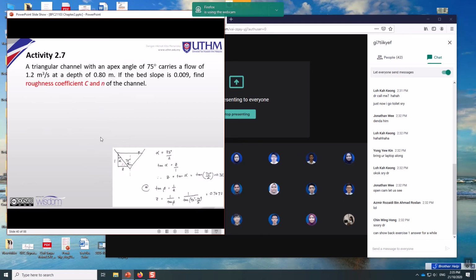Now activity 2.7 asks you to find the roughness coefficient C and n. Basically you have to do it twice. The first time you use the Chezy roughness equation to solve for Chezy C, and for the second set of solution you need to use the Manning equation.